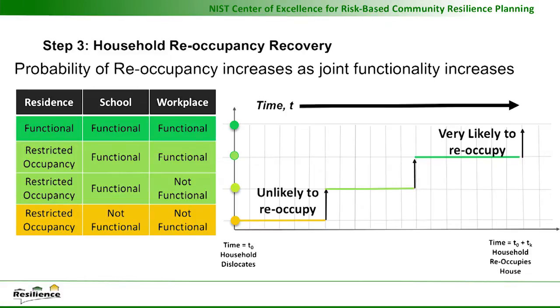We're theorizing at this point a conceptual model that this joint functionality recovery has a significant influence on the reoccupancy. As the joint function states of each of these community structures increase from the very lowest level, where a house may have either restricted entry or restricted occupancy, a school may not be functional, and the workplace may not be functional, we're showing here that in this case, the household will be very unlikely to reoccupy. But as time progresses in the recovery process, and as the functionality of schools, workplaces, and residential buildings increases, then the household is more likely to reoccupy their structure.